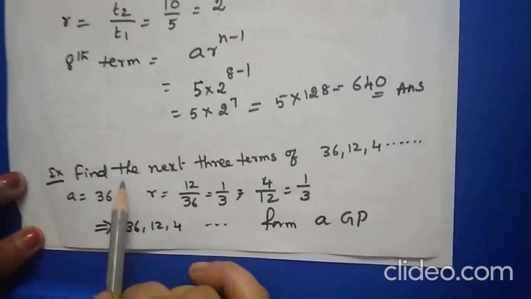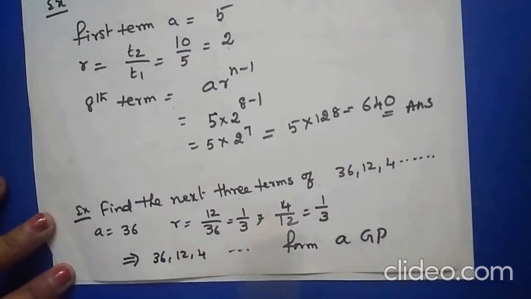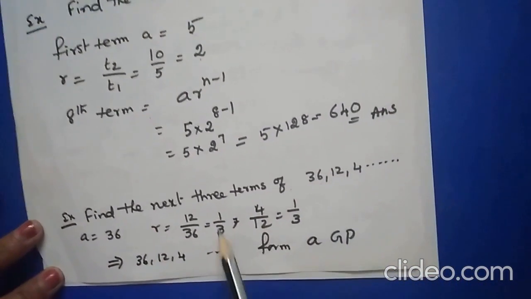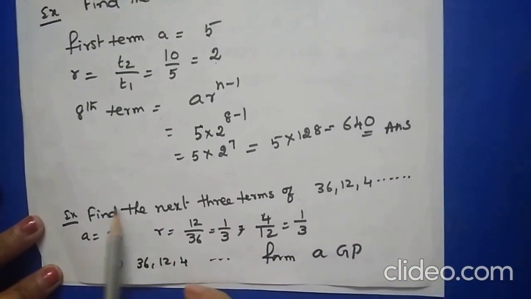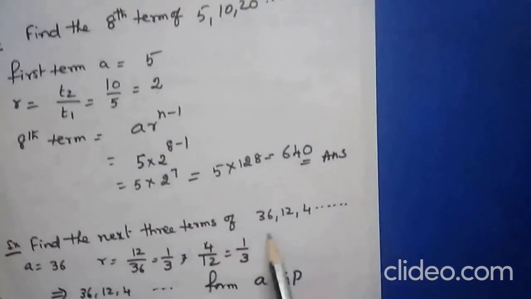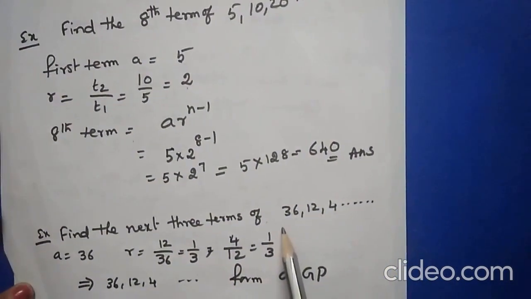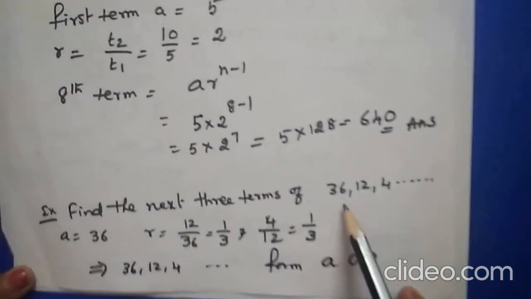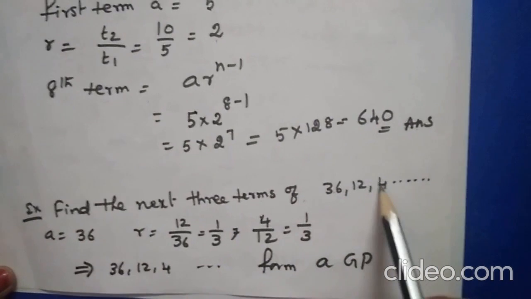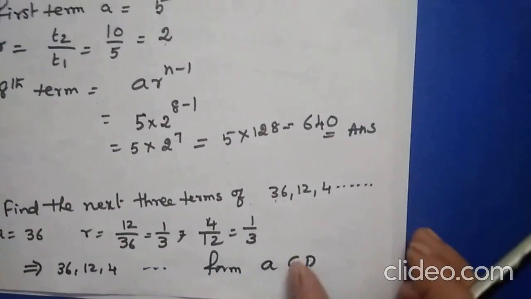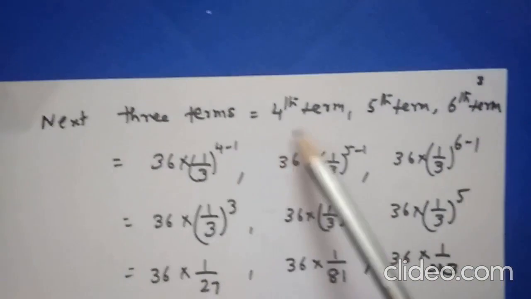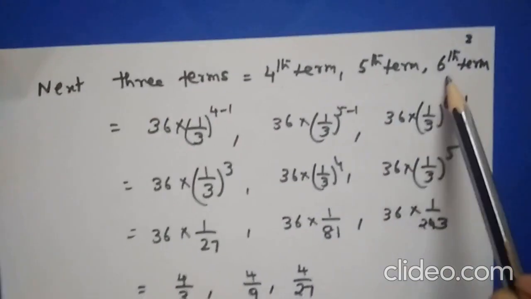Next example, find the next three terms of 36, 12, 4, etc. Here A is 36 and here 12 by 36 is 1 by 3. Even 4 by 12 is 1 by 3. So definitely it is GP only. Here only the sequence is given. We don't know whether it is AP or GP. First you have to verify whether it is AP or GP. Here 12 by 36 you are getting 1 by 3. 4 by 12 also 1 by 3. The common ratio is 1 by 3. The first term is 36. Therefore, it is GP. Next three terms means, if three terms are given, next three terms means we are going to find fourth term, fifth term and sixth term.